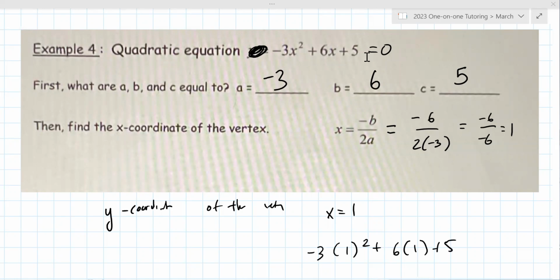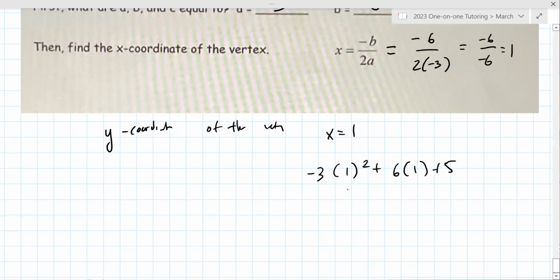Eight. Let's see, -3 plus 6. Okay, hang on here. So you're squaring the 1 first. 1 squared is 1 times -3 is -3. Yeah. Plus 6 plus 5. Yes, it is 8. Okay, I was seeing something else. Glad you got that. All right.